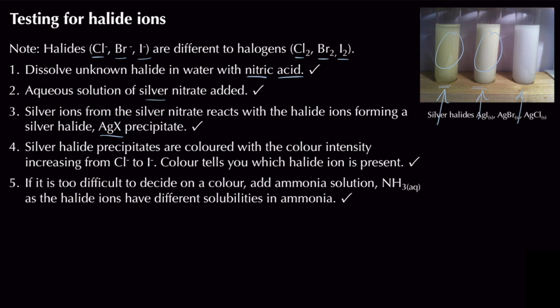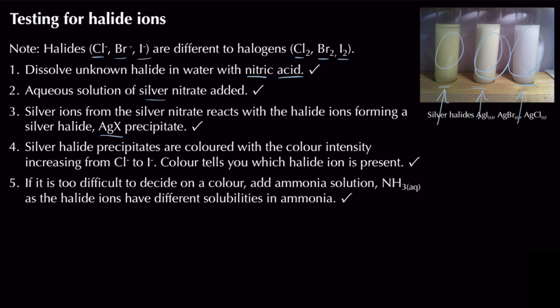What about between a white and a cream precipitate? Well, what we can do is add dilute ammonia rather than concentrated ammonia solution, and we would end up with our silver chloride precipitate dissolving, but our silver bromide precipitate wouldn't dissolve itself. And that's how we can tell the difference between all of them, just to be sure.